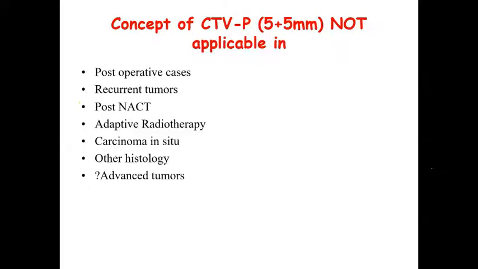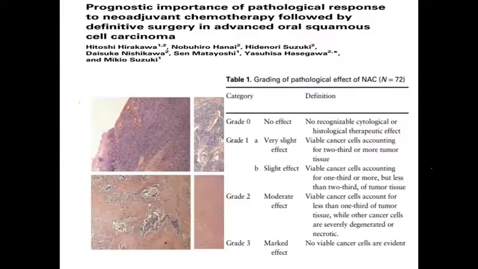Post-NACT, I will just allude to in the coming slides. Again, adaptive radiotherapy. Then come the situations where the spread patterns are different, like in situ tumors and other histology. I'll just talk about it. Regarding advanced tumors, I'm not saying that we can't do it, but the fact is that we still have information only from early tumors and surgical series. So shall we extrapolate this expansion to advanced tumors? Well, time will tell. We can't say for sure. The literature will give us the answer.